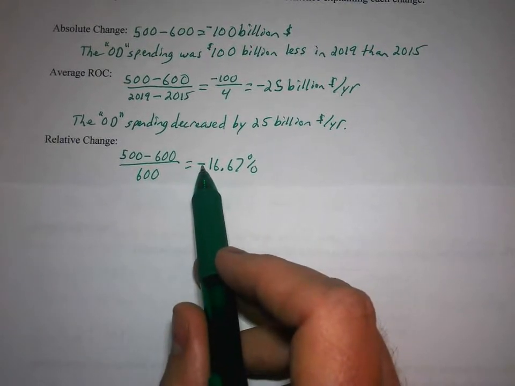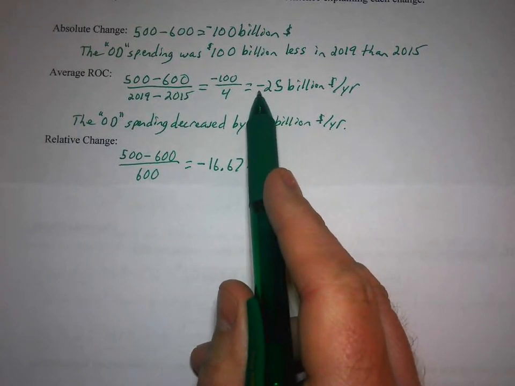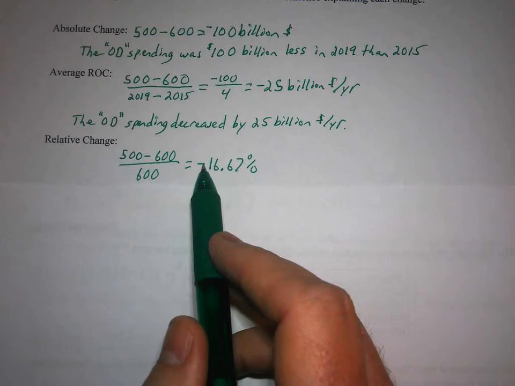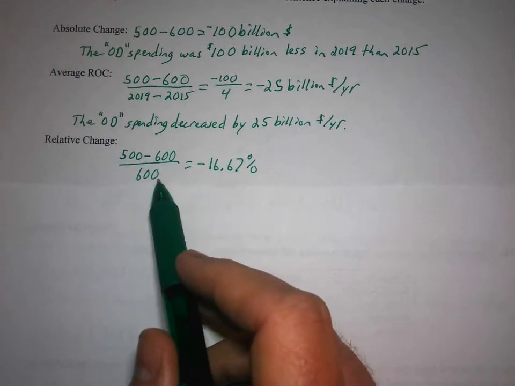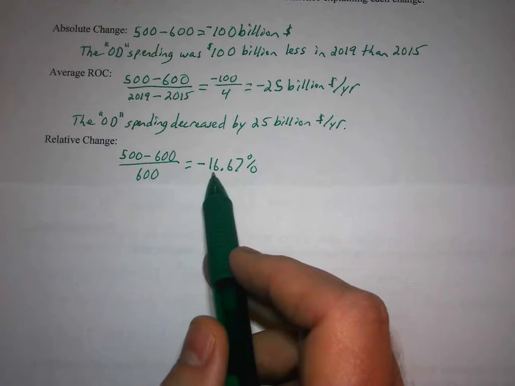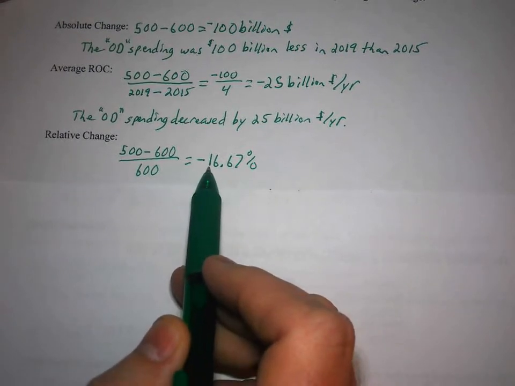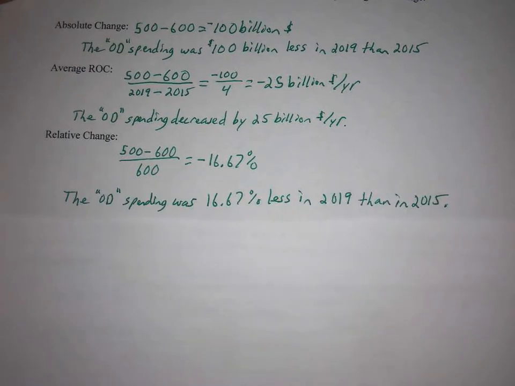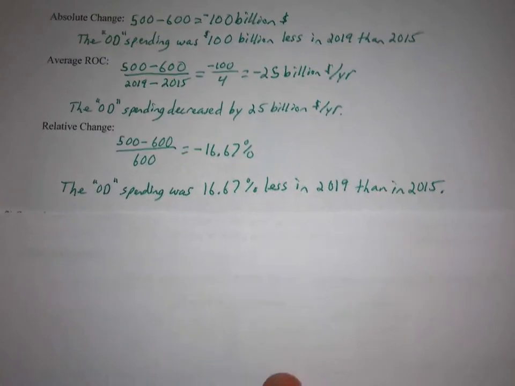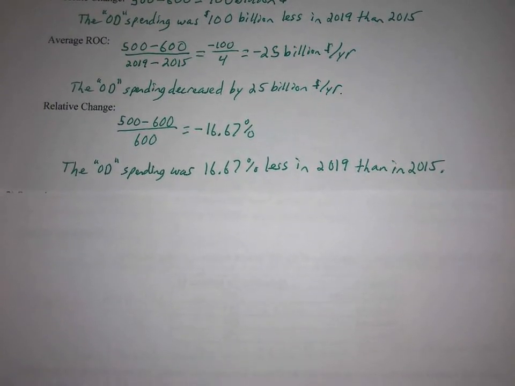That negative is significant. Just like with the slope, the negative means that the spending decreased. Well, with the relative change, having a negative means you had a negative percentage. When you do that calculation, you get negative 0.1667. If you make it a percentage, that's about negative 16.67%. The explanation for that is the percentage that the spending decreased by. So the OD spending was 16.67% less in 2019 than in 2015. You could also say the OD spending decreased by 16.67% in those 4 years.